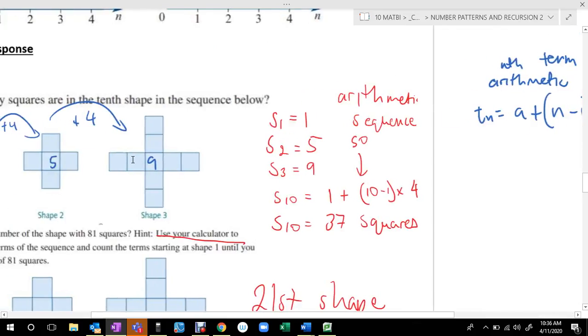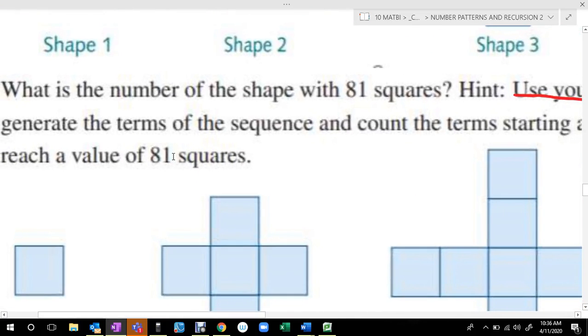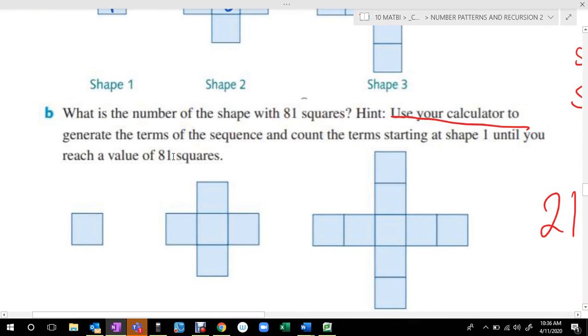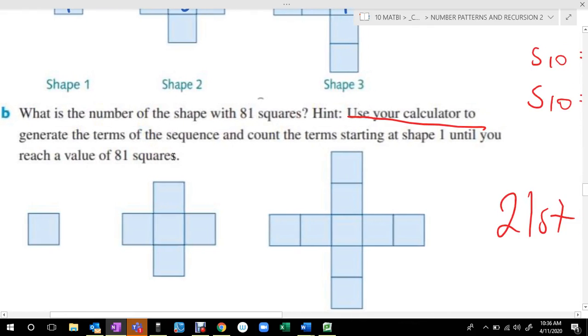Okay, shh. Let's go to the next one, part B. What is the number of the shape? What number has a shape of 81 squares? Okay, so using your calculator, which one will have 81 squares?